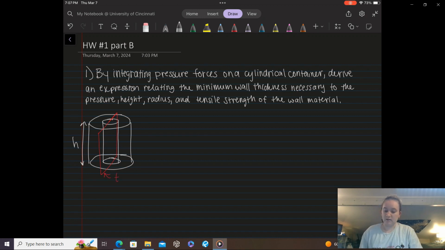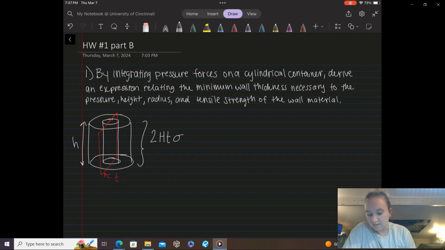So we have a height and a thickness, which gives our area, and there's two of them. So our expression for this is going to be 2ht. And then there is a tensile strength that holds this together. So the expression will become 2ht sigma, which gives the max force these cylinders can handle before being split apart, because we're looking for perpendicular forces.